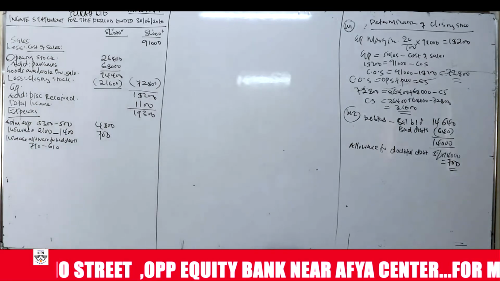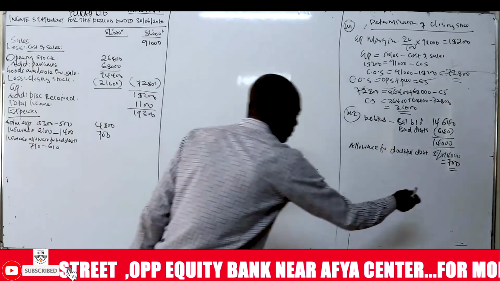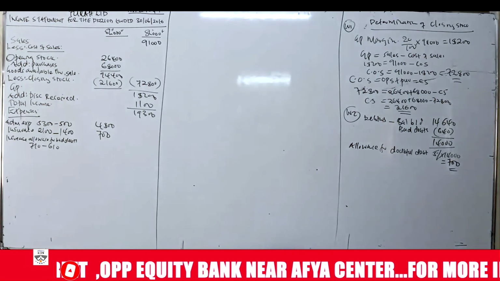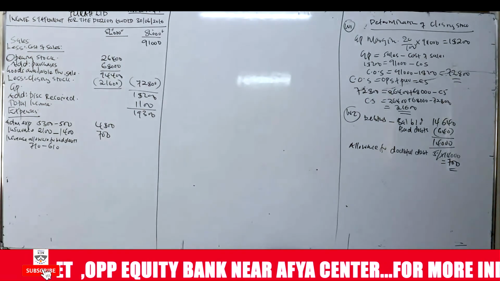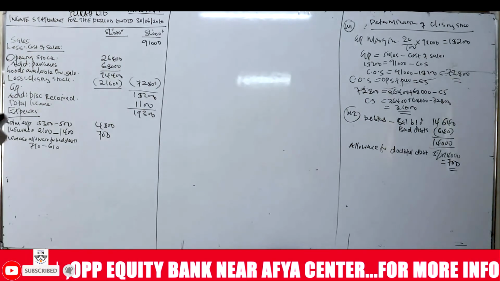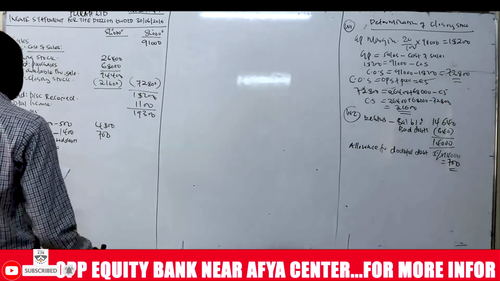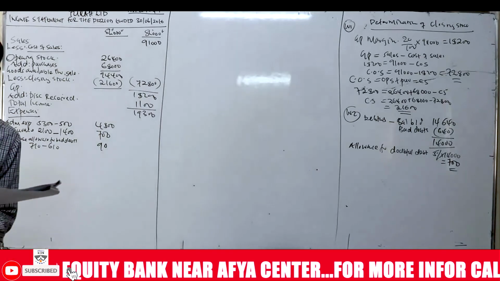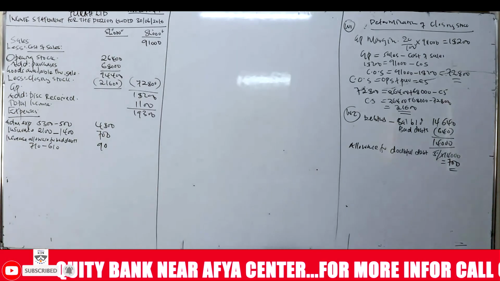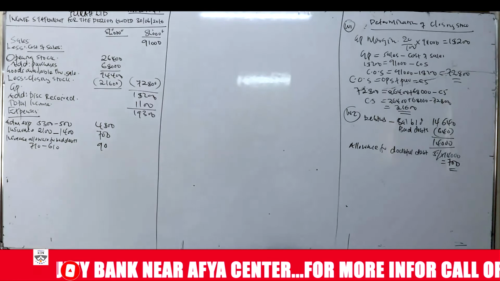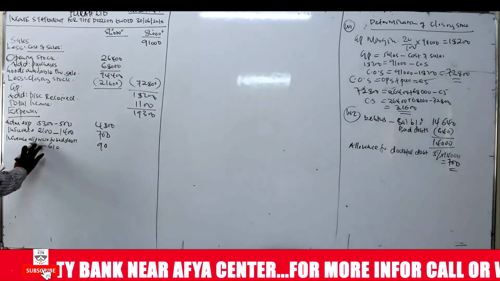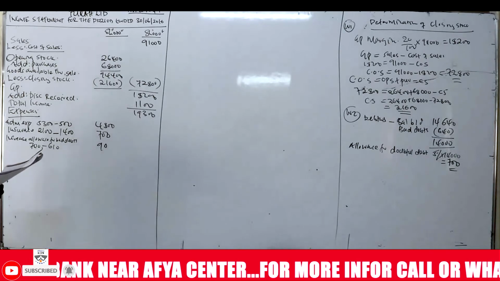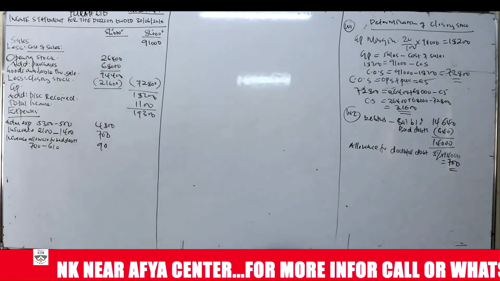So the balance carried down is this one, 5% of the remaining debtors. And then you compare with the opening balance. Oh, 700. Hapa ni 700, so you minus 1690. Is it 90? Sawa.